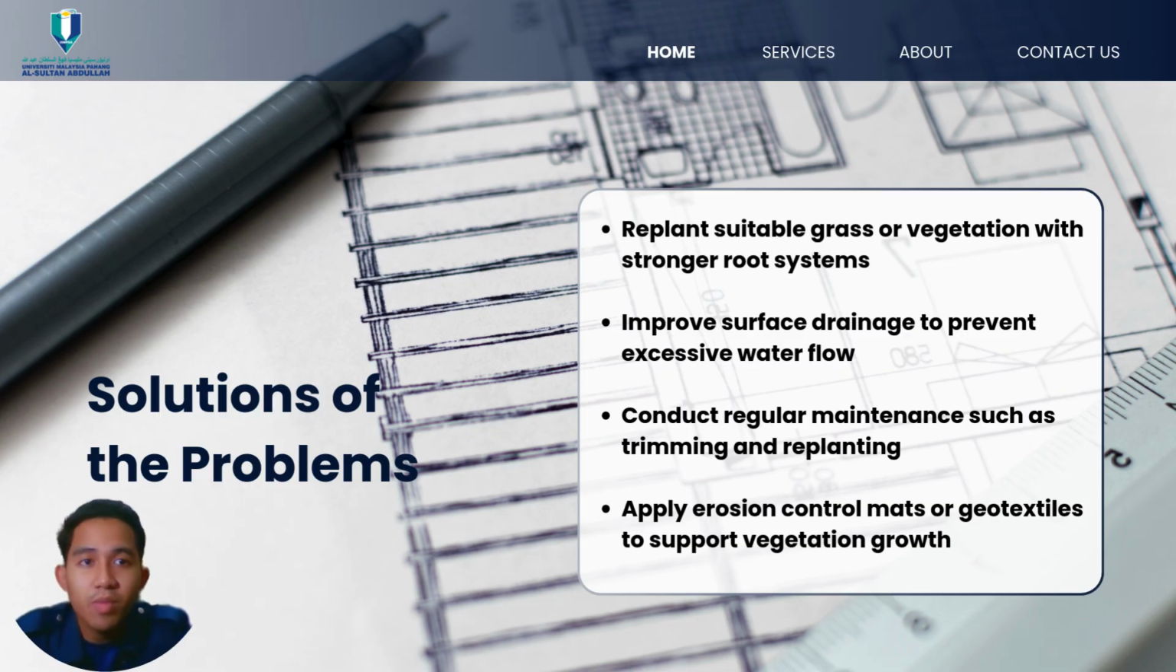To overcome these problems, suitable grass or vegetation with a stronger root system should be replanted to improve soil binding. Surface drainage must be improved to control water flow and prevent excessive runoff during heavy rainfall. Regular maintenance such as trimming, watering, and replanting is important to ensure healthy vegetation growth. In addition, erosion control mats or geotextile can be used to protect the soil surface and support vegetation establishment.